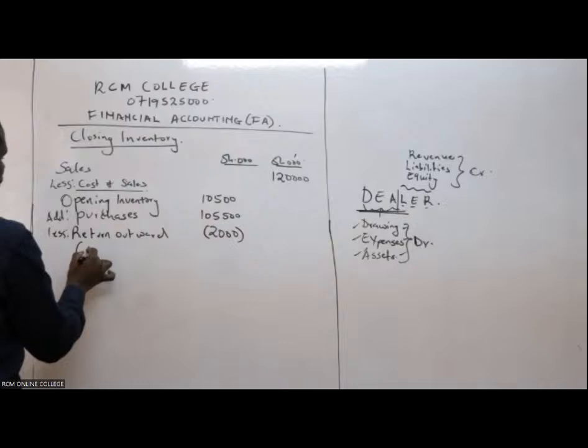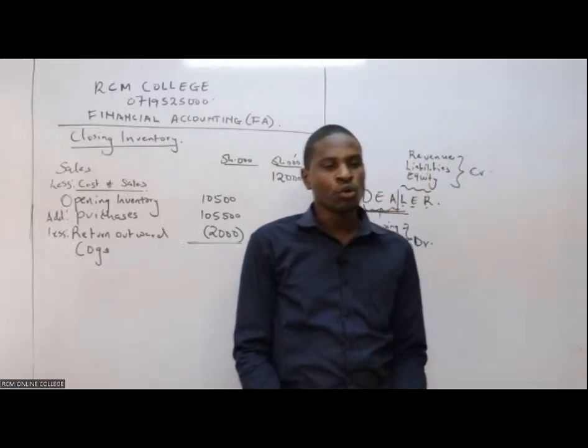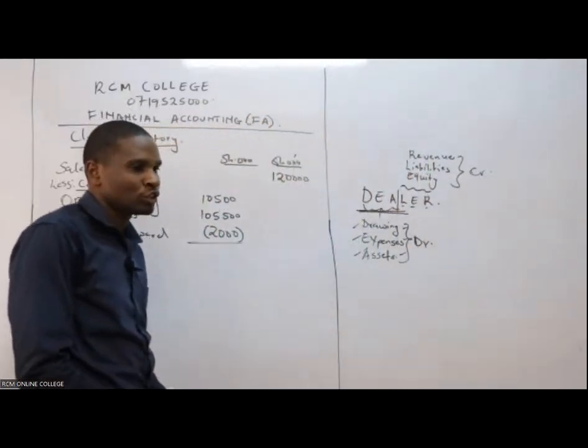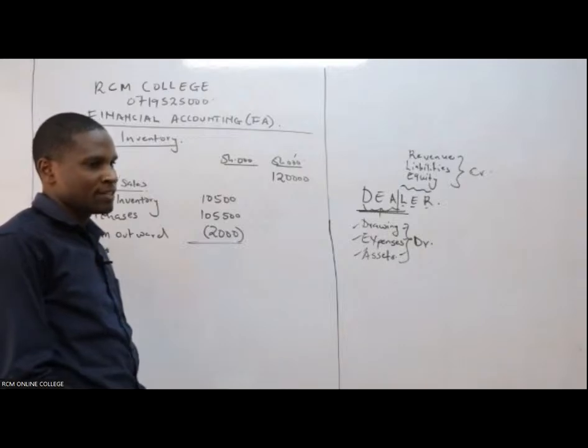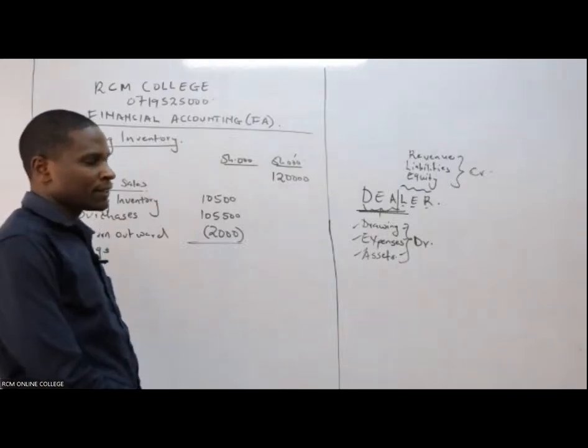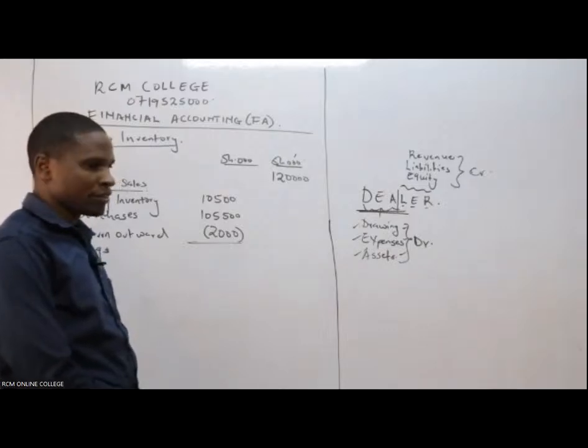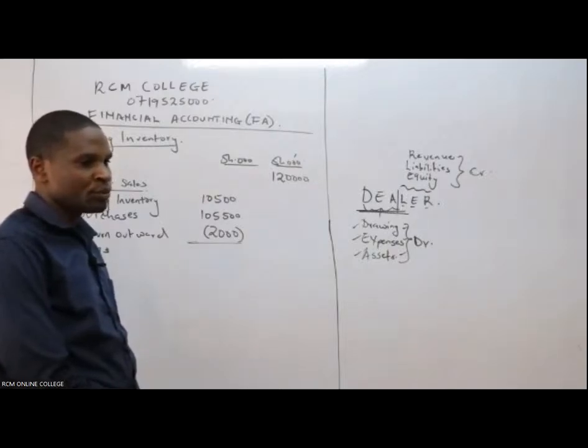cost of goods available for sale. I want you to give me the COGS. You can do it very fast so that we are able even to do the balance sheet. It will be very nice for me to do the balance sheet. You just add the two and then you subtract 2,000. That will be very good for me.